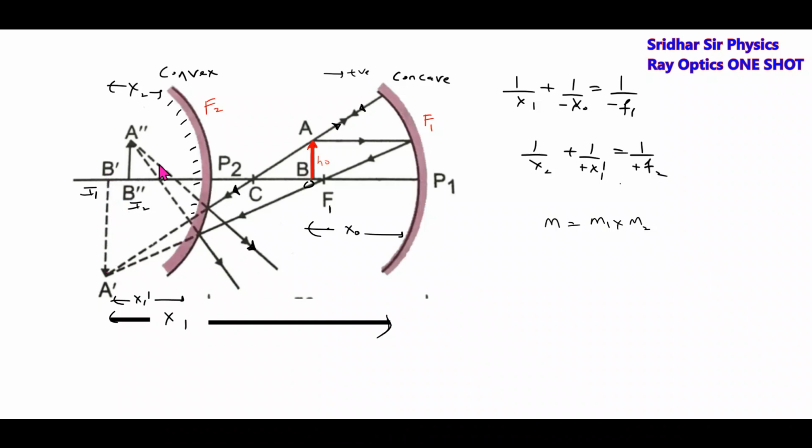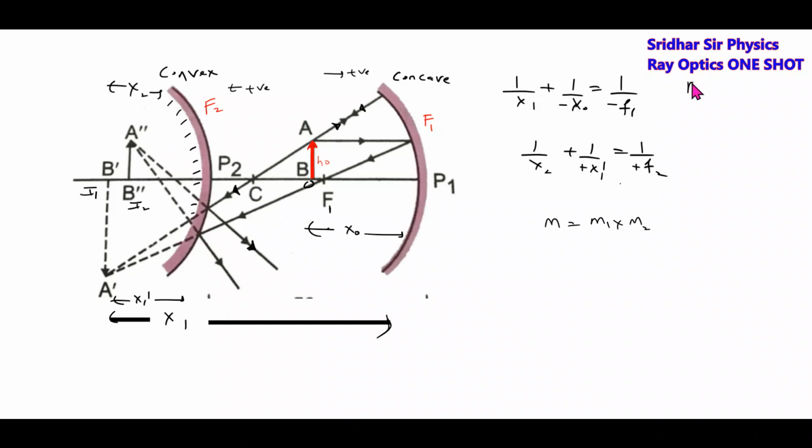Then this I1 will become the object for this. Now this will become the object distance x1 dash. So substituting again in the mirror formula, the x1 dash will become positive. Now all the distances I'll measure from the pole. The reflected rays are moving towards left now. So this will become the object distance, which is measured in the direction of the incident ray, so it will be positive. Focal length positive. I'll calculate the x2. I'll get the position of the image.